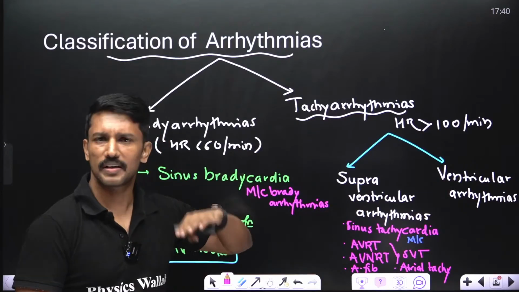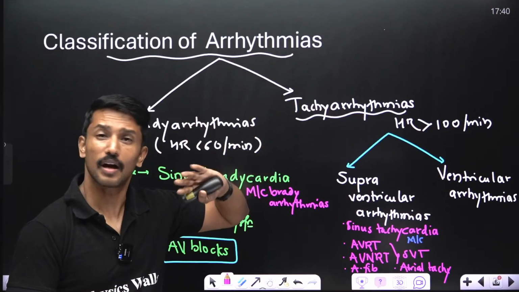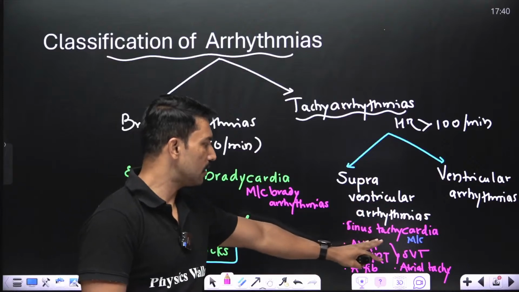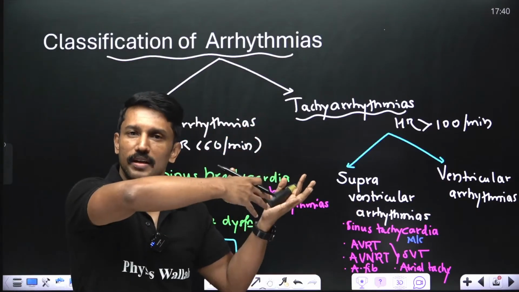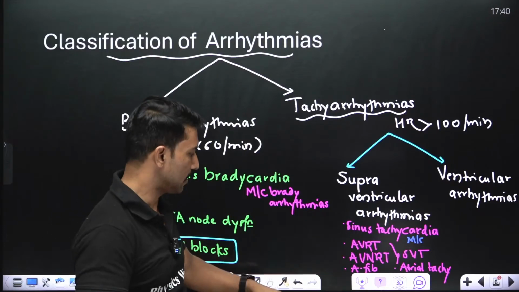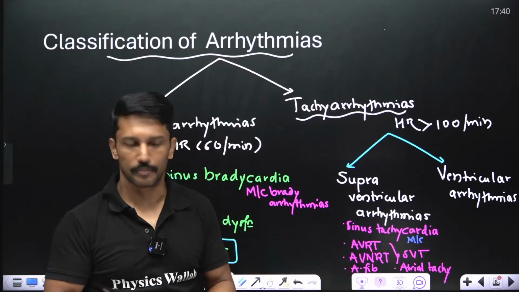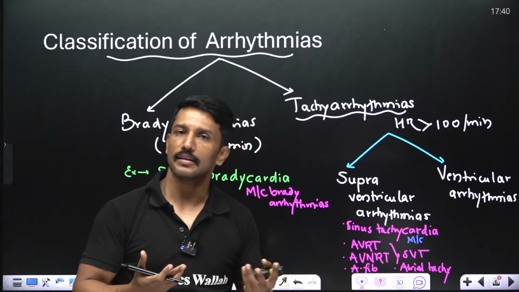It's there in the name, right? Sinus tachycardia. The moment I say sinus, you know that the problem is above the ventricle, right? AVRT and AVNRT, we have discussed the mechanism. Everything is looping back to go to the atria. The problem is at the level of atria. Atrial fibrillation, it is there in the name. Atrial tachycardia, it is there in the name.